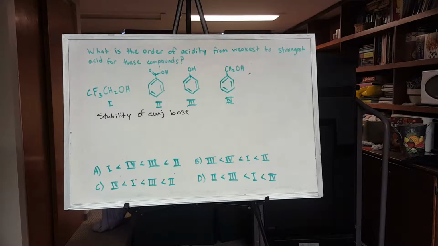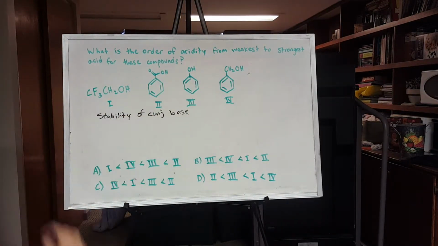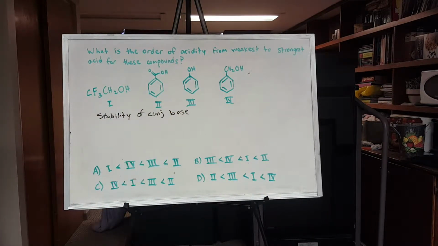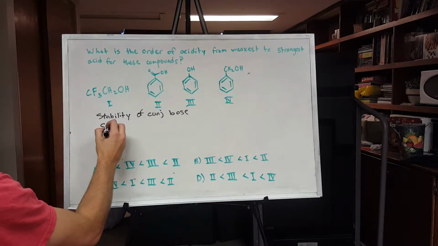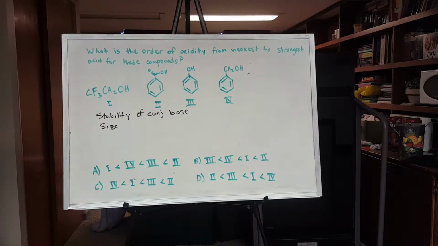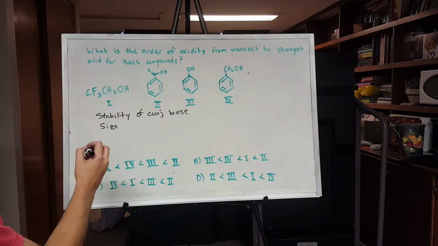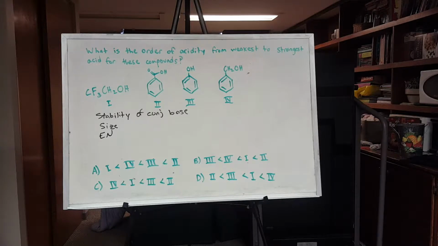Think about it, the less likely it's going to be able to pick back up the proton that it lost. The more stable it is, the more equilibrium is going to lie on the side of the conjugate base. So, keeping that in mind, what also counts for acidity is the size of the atom that the proton's bonded to, and the electronegativity of the atom that the proton is bonded to.